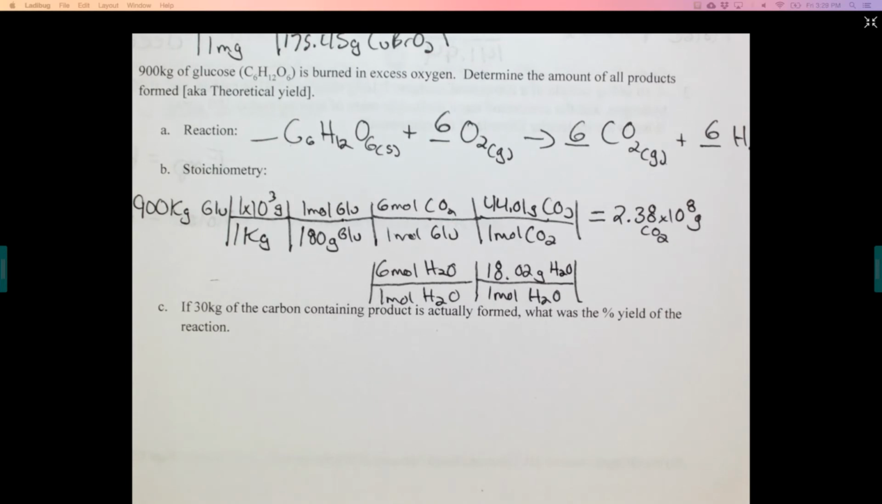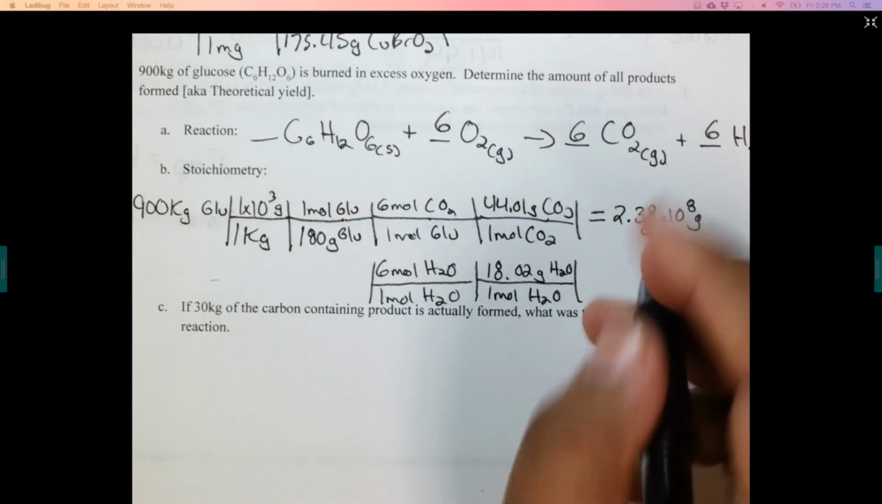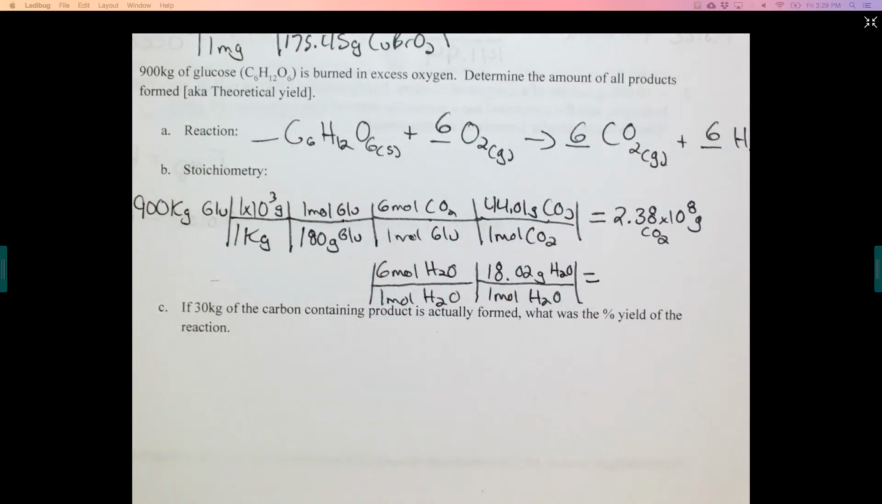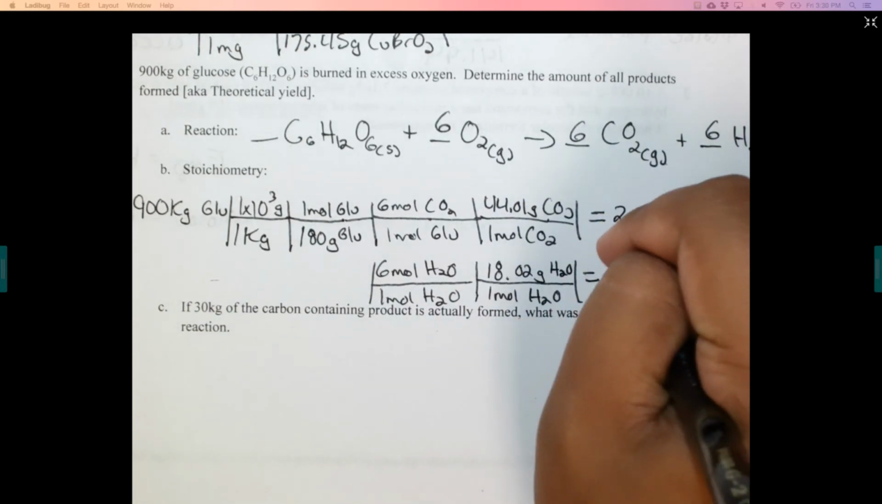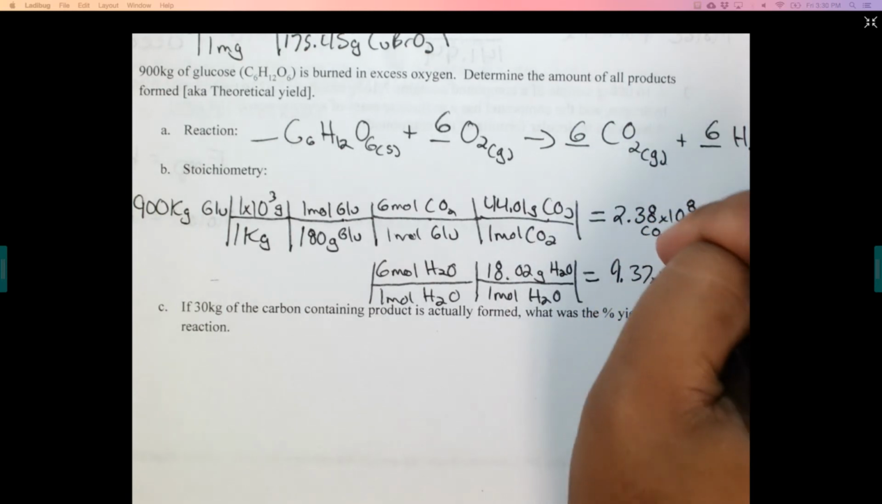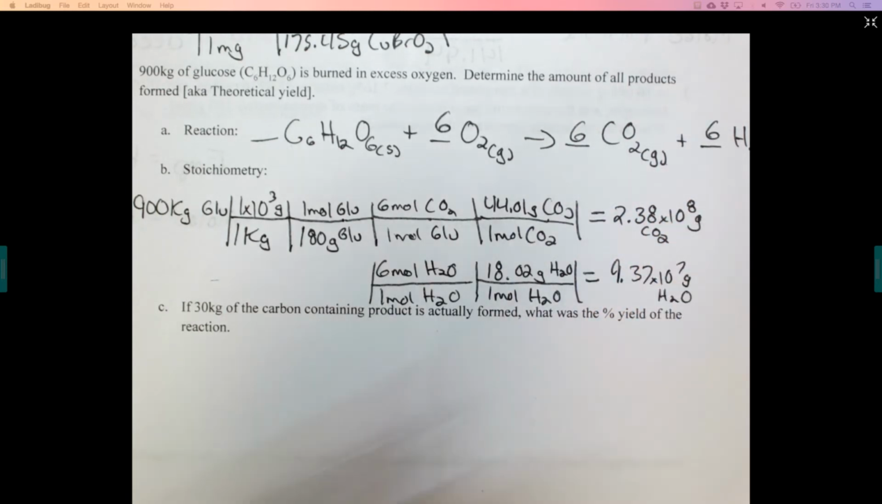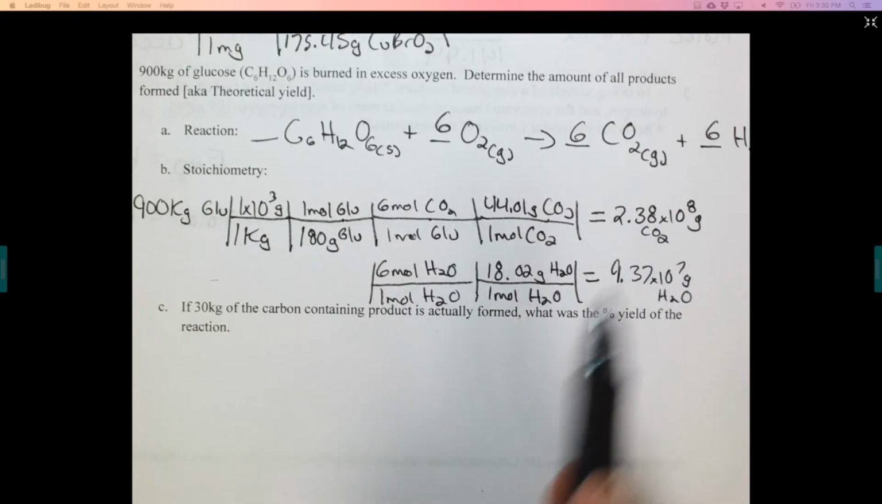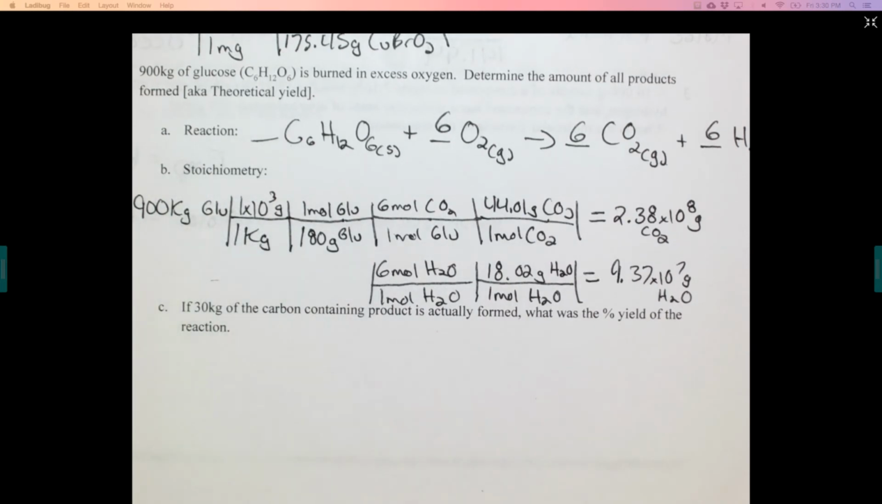I am going to always suggest to use all of your units and labels so that you do not get confused, so that you can go back and double check, and if you ever do make a mistake, you can find out where that mistake is. And for water, it's going to be 9.37 times 10 to the 7 grams of H2O. And so that is the stoichiometry that they have asked us for. Theoretical yield. That's what both of these are. Theoretical yield if we were to burn all of the glucose, every last molecule.